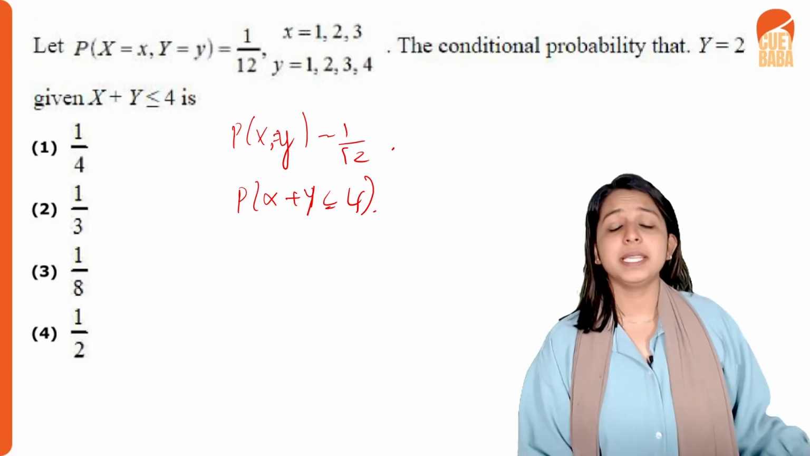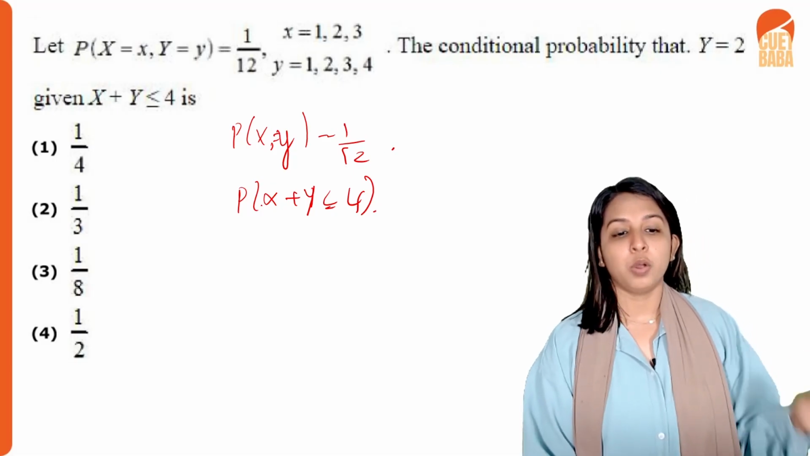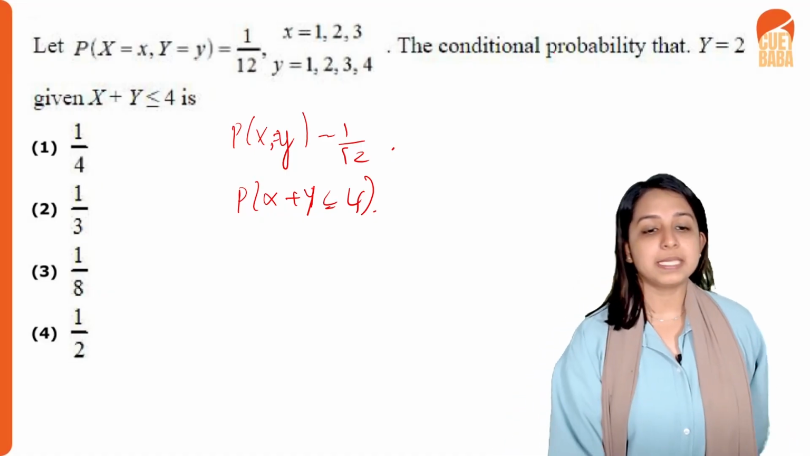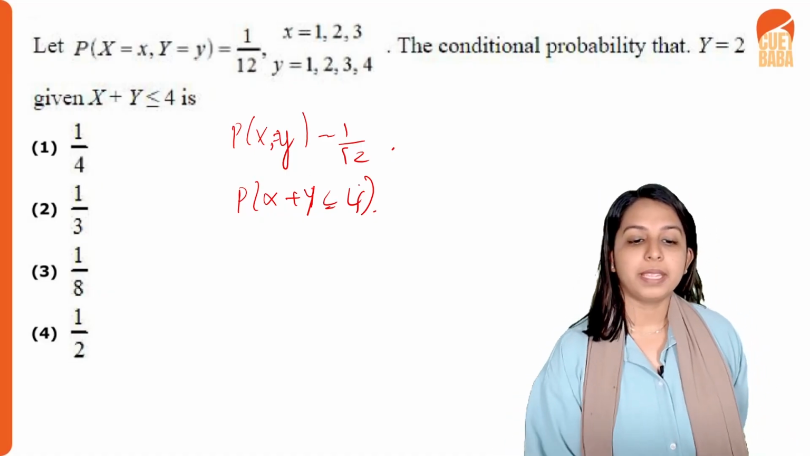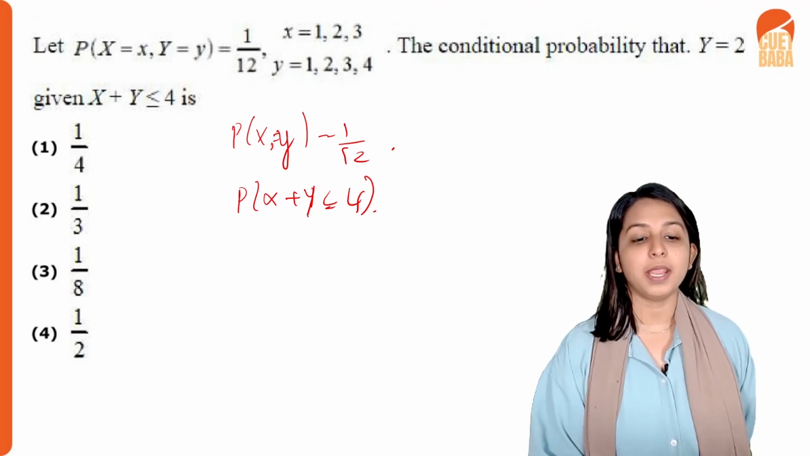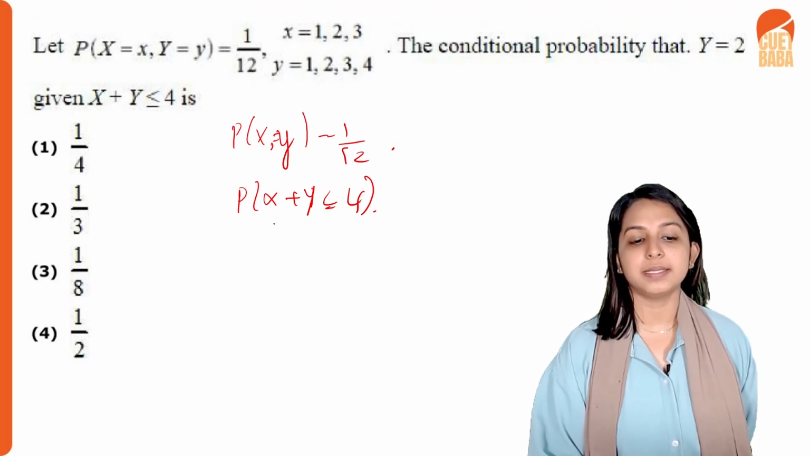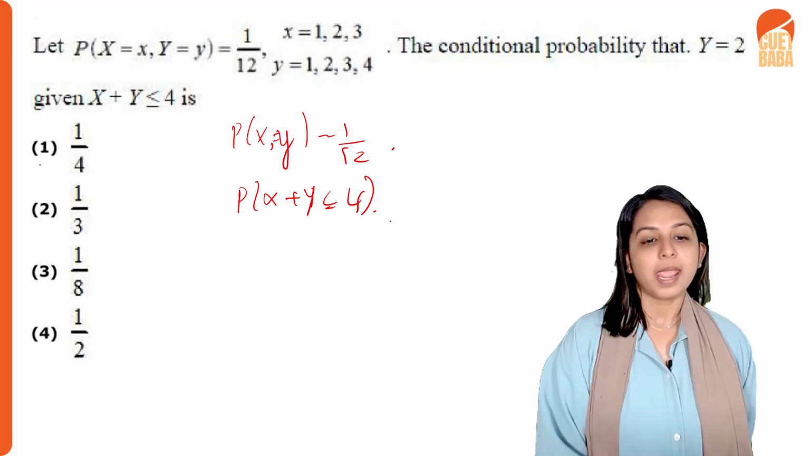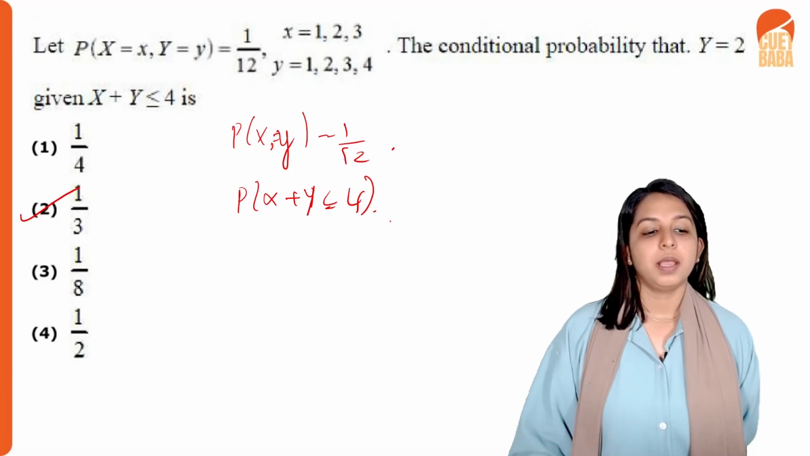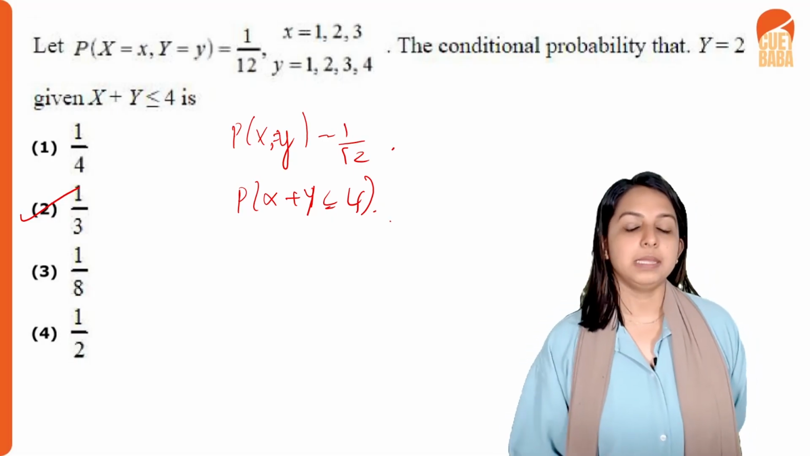So we have seen similar problems on how to find the probability of x plus y less than or equal to some number. We can integrate probability of x,y over the values of x and y, but we have to make some changes since x plus y is less than or equal to 4. If we make those changes, we will get the final answer as the second option, that is 1 by 3.